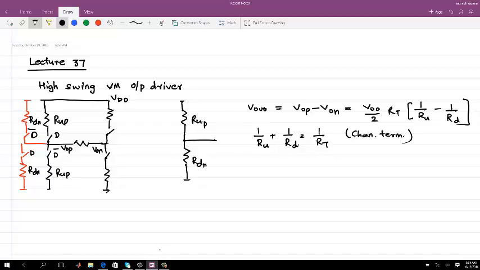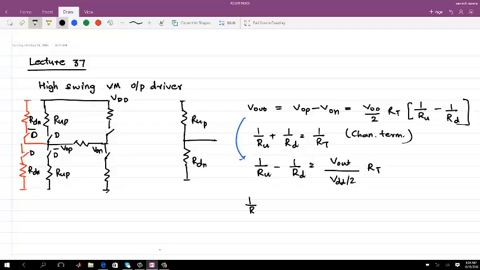Okay, so now if I want to write both these equations to find what RU and RD should be, I am rewriting this equation. So 1 by RU minus 1 by RD is equal to V out divided by VDD by 2 into RT. Just rewriting the equation so that I can simplify that.